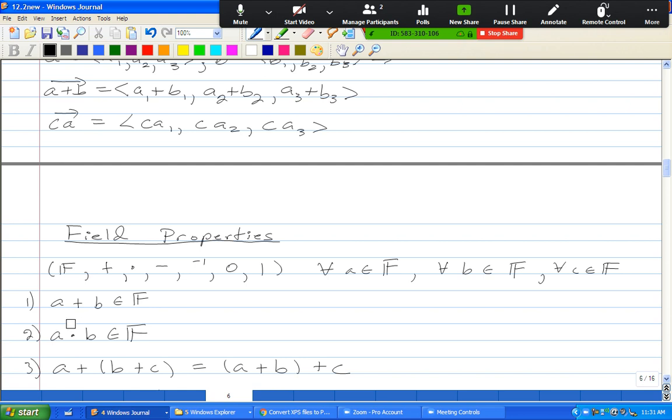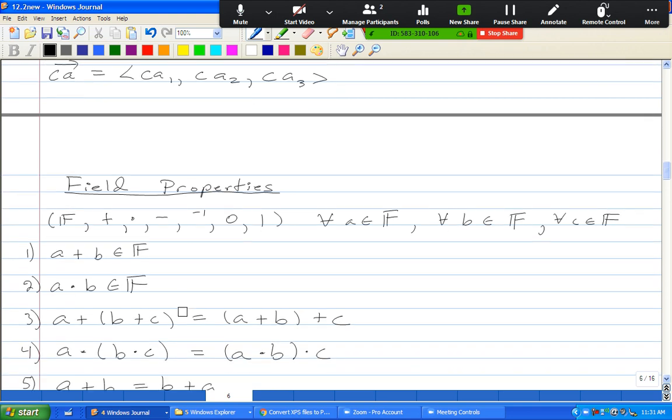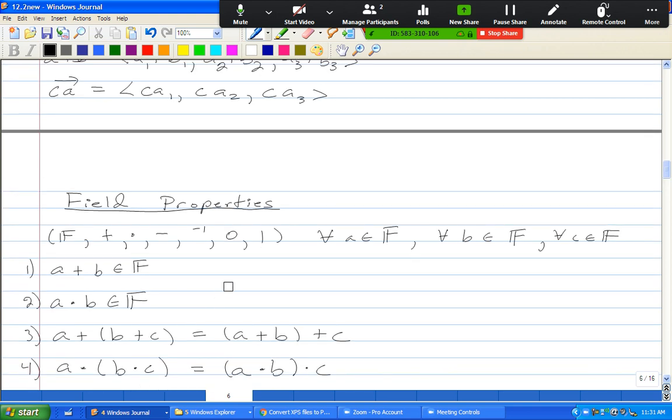Multiplication is also a binary operation. And so if a is any member of your field and b is any member of your field F, then a times b is also a member of your field. So that's the closure property for multiplication.